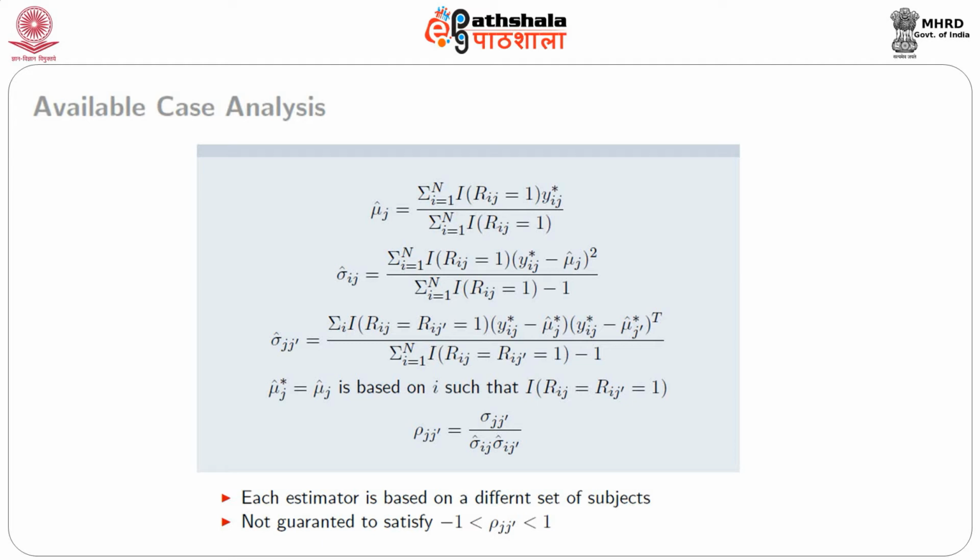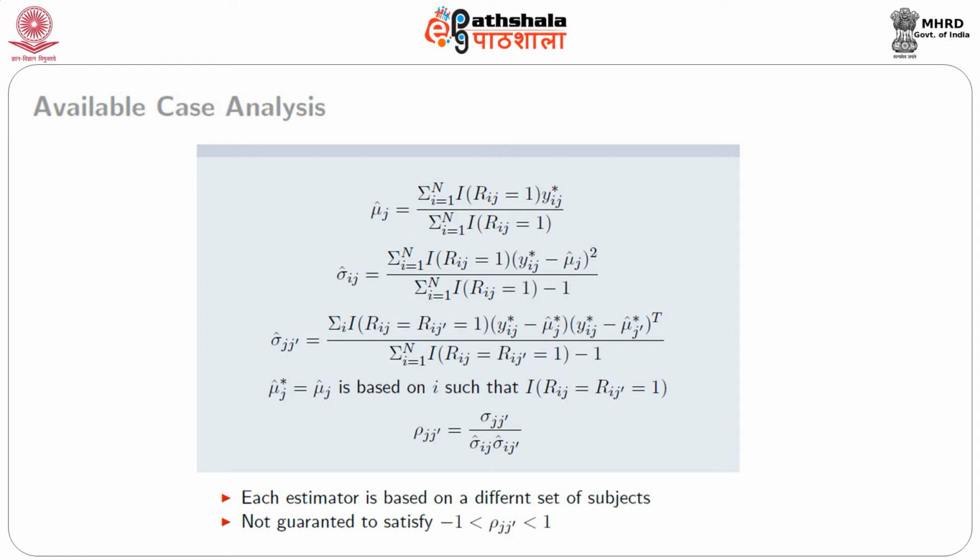And then we have the estimators as written here, mu j hat and sigma j j hat. But the problem here is that each estimator is based on a different set of subjects, because this is dependent on the j's. Similarly, we can define the covariance sigma j j prime, and we can see that it is dependent on the i's.